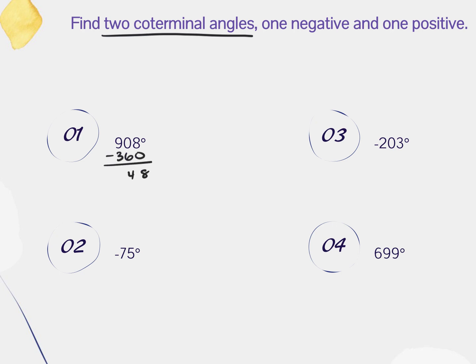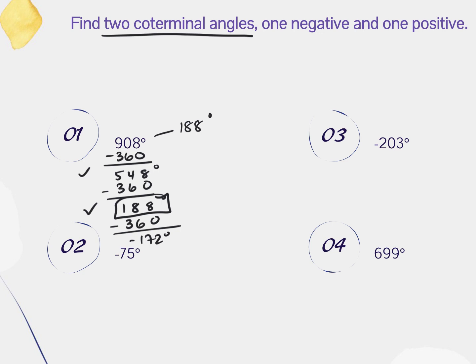You're going to get 548. That's coterminal. If I subtract 360 again, I'm going to get, I hope I'm doing the math right, 188 degrees. That's a second coterminal angle. And if I subtract 360 a third time, I get negative 172 degrees. So I'm going to use the 188 degrees value because that's in that 360 range, and I'm going to use the negative 172 degrees to solve this problem.